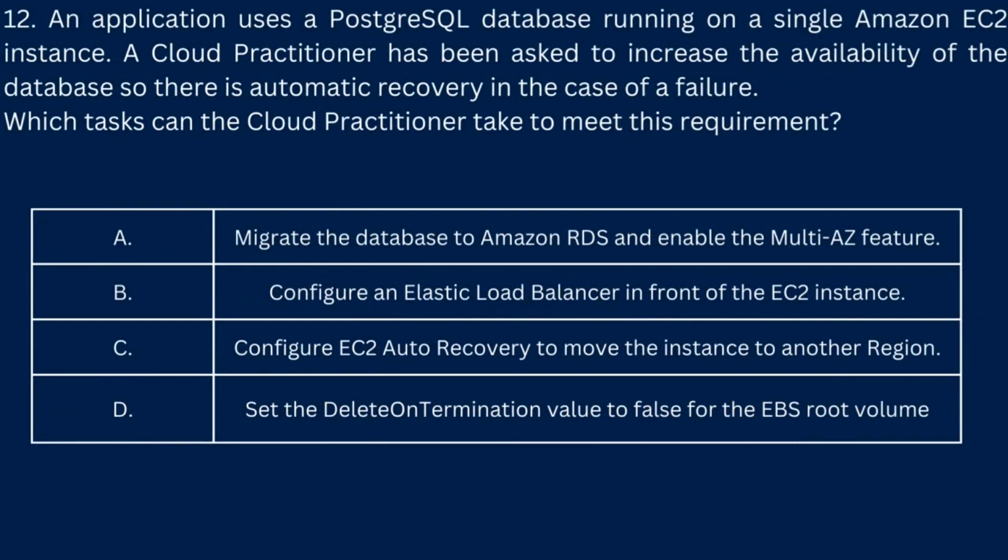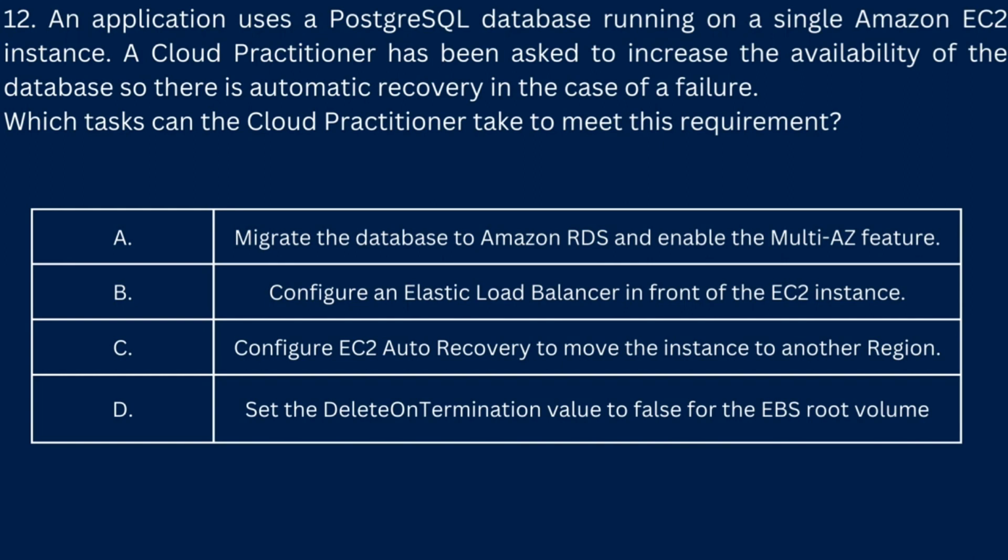Question 12. An application uses a PostgreSQL database running on a single Amazon EC2 instance. A cloud practitioner has been asked to increase the availability of the database so there is automatic recovery in the case of a failure. Which tasks can the cloud practitioner take to meet this requirement?